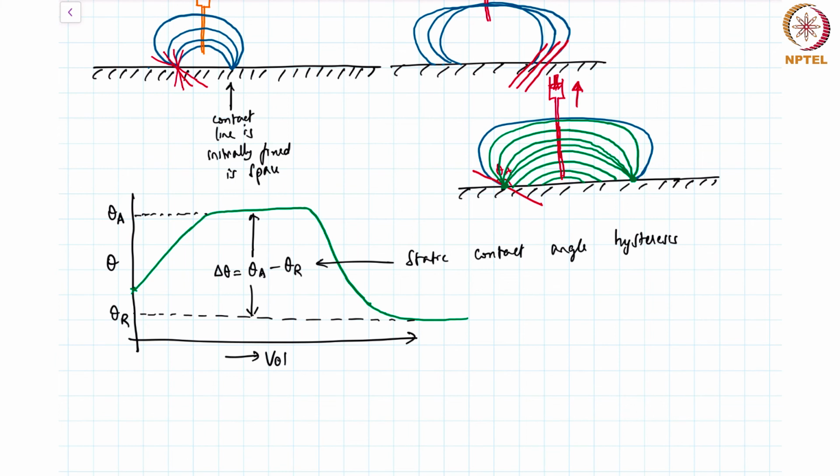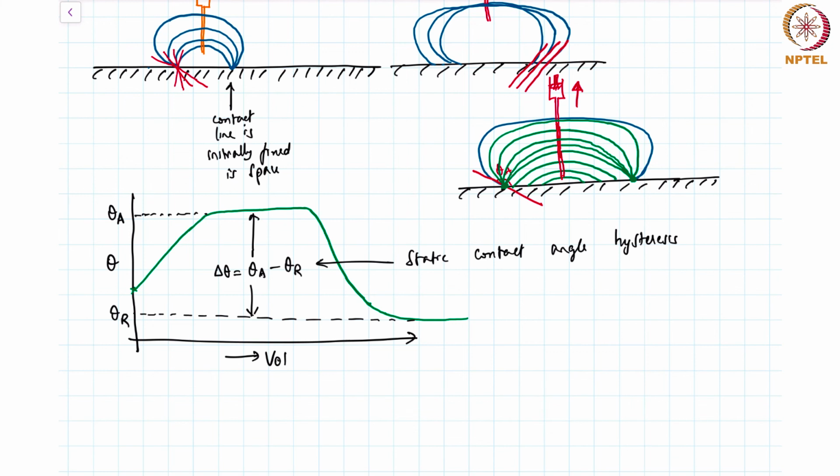Now one may say, well, where is static here? There is the droplet. We're talking about an experiment where the droplet is continuously moving. So why do we call it static? The reason we call it static is because the idea is that these experiments are done, if I want the static angle, in a quasi-static setting.